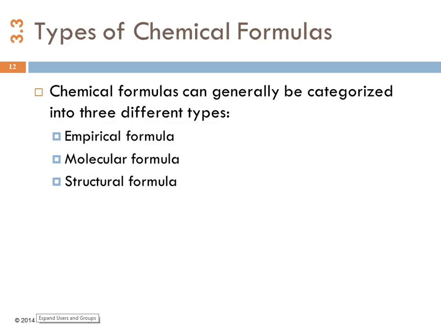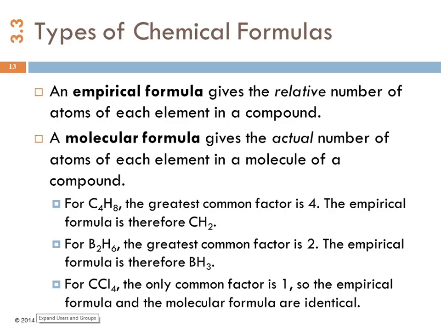There are 3 different types of chemical formulas: empirical, molecular, and structural. Empirical is a word that means from experiment. So anytime you see empirical, this has to do with something that we got from experiment. A formula derived from experiment just gives us the relative numbers. It doesn't actually give us the number of atoms in a molecule. And we'll see an example in a minute.